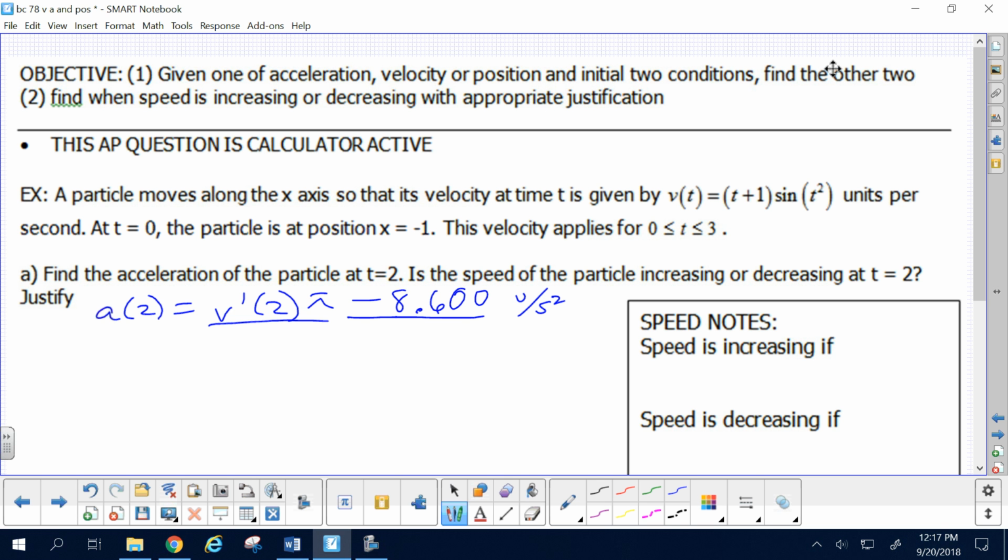Okay. Now, this might be the first place where we deviate from the physics explanation. When it then asks the second question, is the speed of the particle increasing or decreasing at time 2? First of all, remember, speed is what relationship to velocity? It's the absolute value of velocity. In other words, how fast you're changing position without respect to direction. Removing the sign component of the velocity.